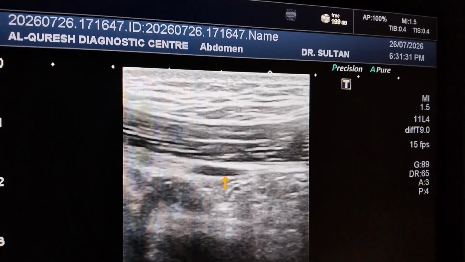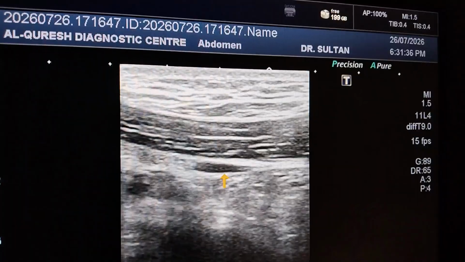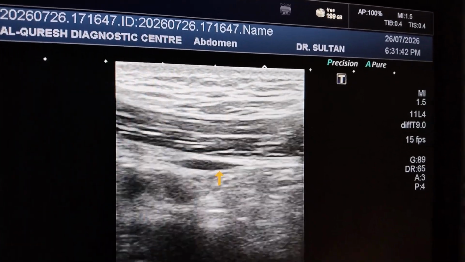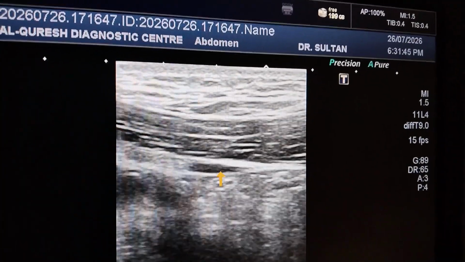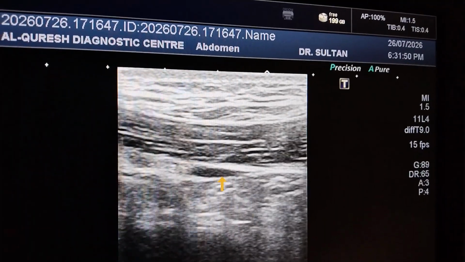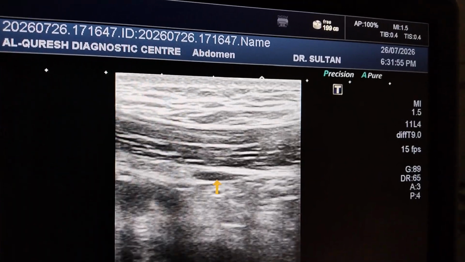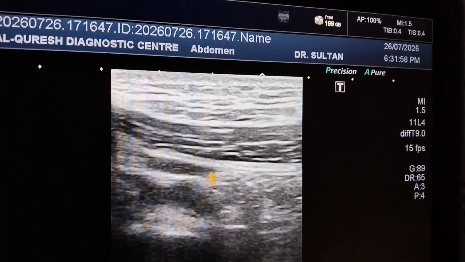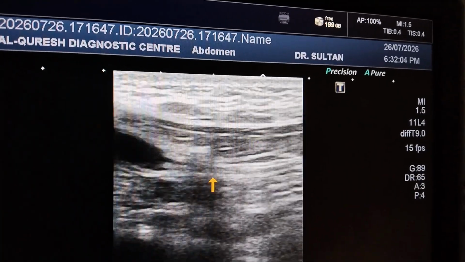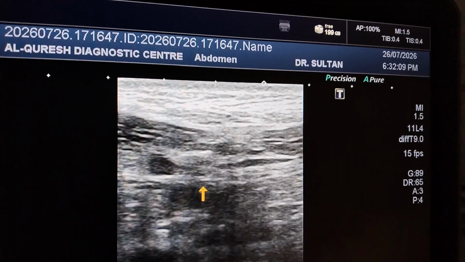So what is this tubular structure? Whether it is a urachal sinus, a patent urachus or any other urachal anomaly, or a fistula between the umbilicus and the gut loops. Let's analyze this pathology one by one and step by step. Do stay with me until the end of this video.